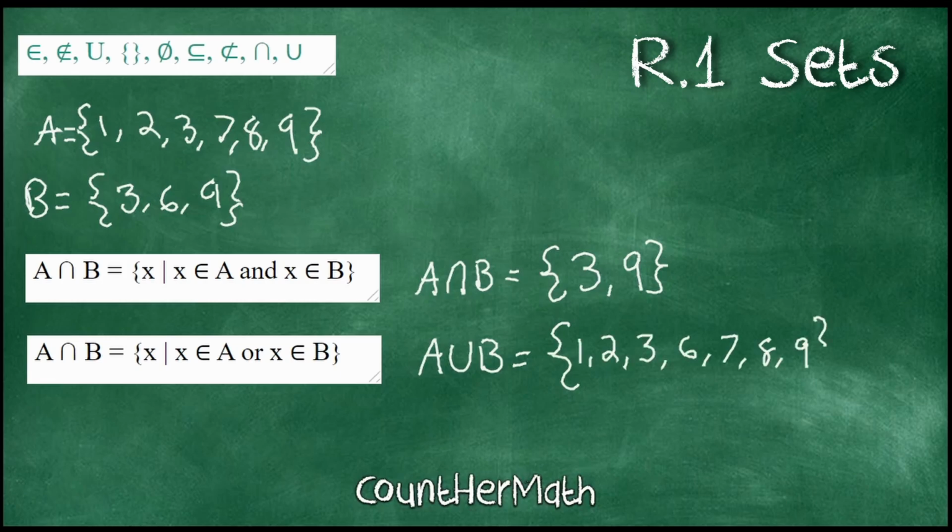The order that we write our set in does not matter. It can be written 1, 2, 3, 7, 8, 9, 6, which is just rewriting A and adding anything from B onto it. I prefer to write them in numerical order just to keep it clear, but whatever works better for you is the better way to do it.